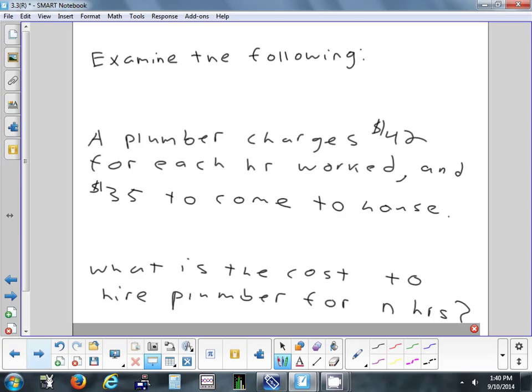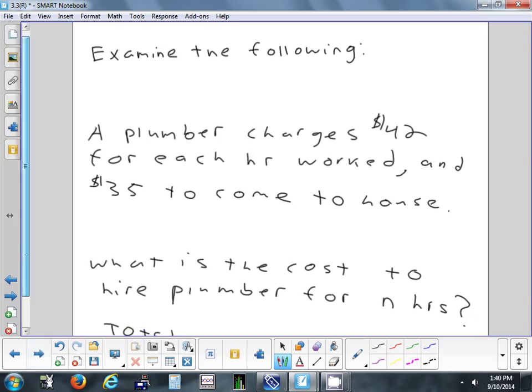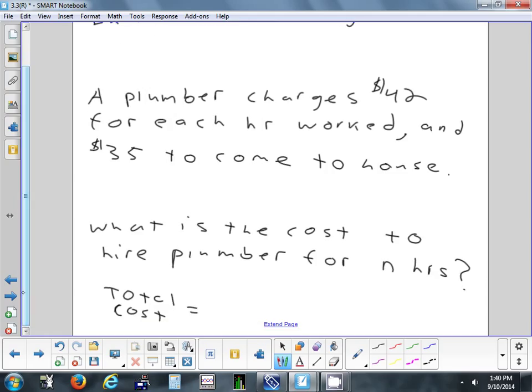What I want to do is figure out a formula, an equation that will tell me the cost to hire the plumber for any number of hours. So if you say, I had the plumber at my house for 3 hours, you can plug in 3, do some arithmetic, and it'll give us the cost. First thing you look at is the $35. How many times do you pay that $35 fee? Once. They walk through the door, you pay $35.